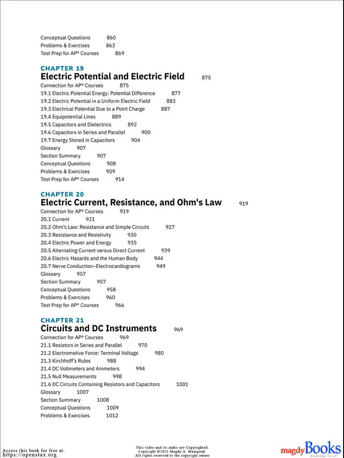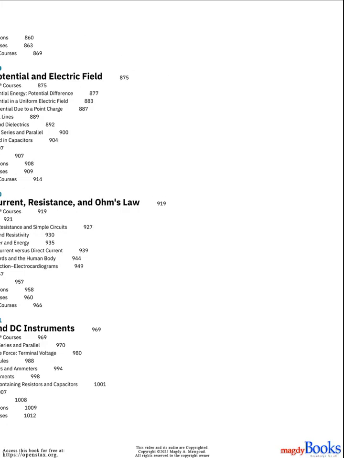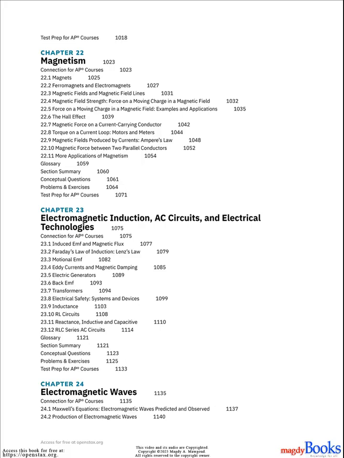Chapter 21. Circuits and DC instruments. Connection for AP courses. 21.1. Resistors in series and parallel. 21.2. Electromotive force. Terminal voltage. 21.3. Kirchhoff's rules. 21.4. DC voltmeters and ammeters. 21.5. Null measurements. 21.6. DC circuits containing resistors and capacitors. Glossary. Section summary. Conceptual questions. Problems and exercises. Test prep for AP courses.